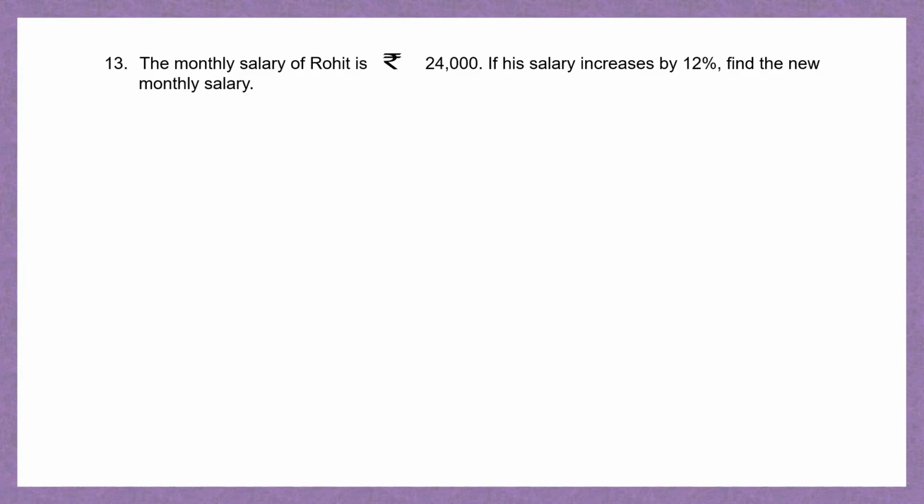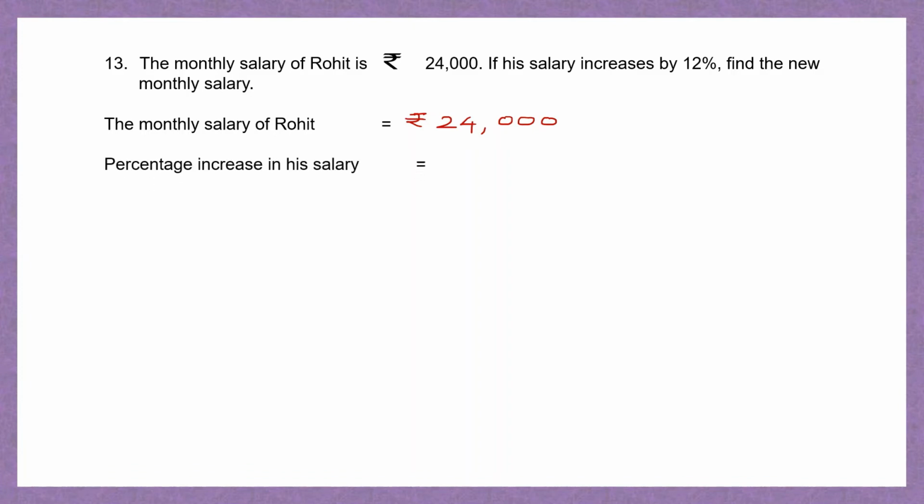13. The monthly salary of Rohit is 24,000 rupees. If his salary increases by 12%, find the new monthly salary. Okay. The monthly salary of Rohit is 24,000 rupees. Now the question says if his salary increases by 12%, so we know the percent of his salary increase. So that is percentage of his salary increase is given in the question. It is 12%, but we don't know the amount.